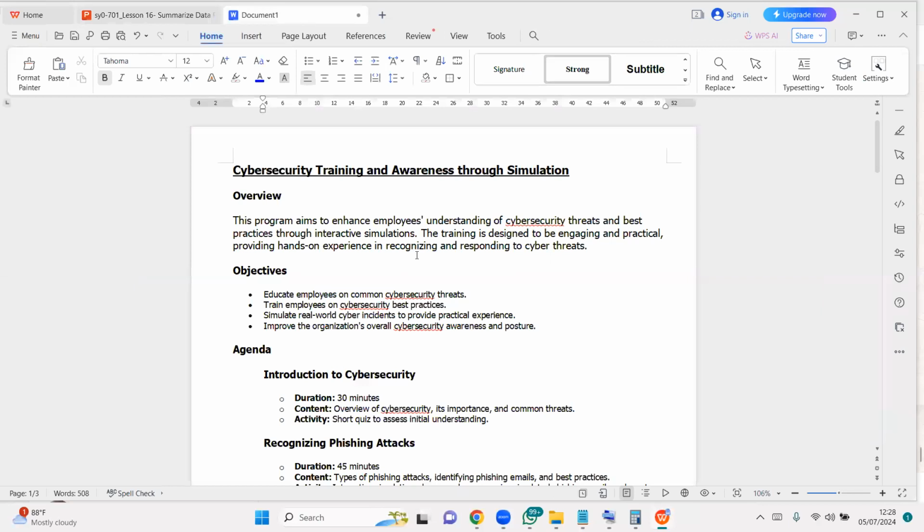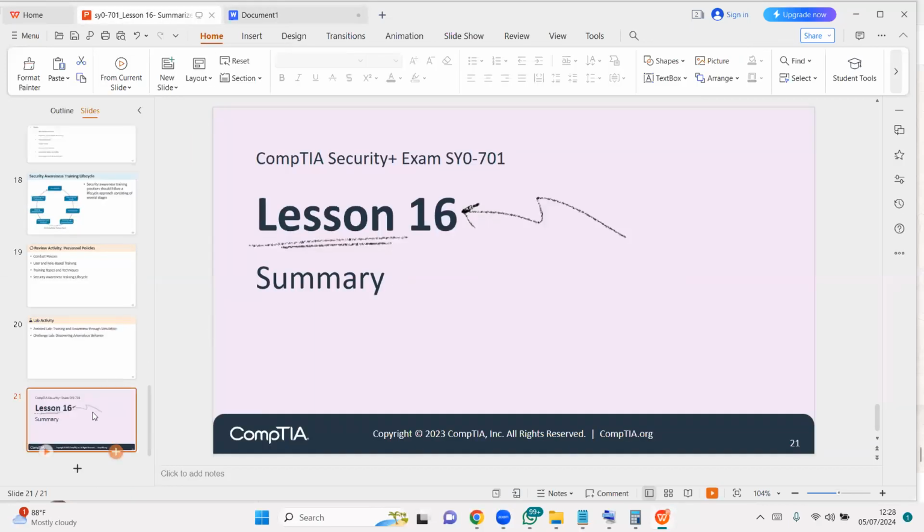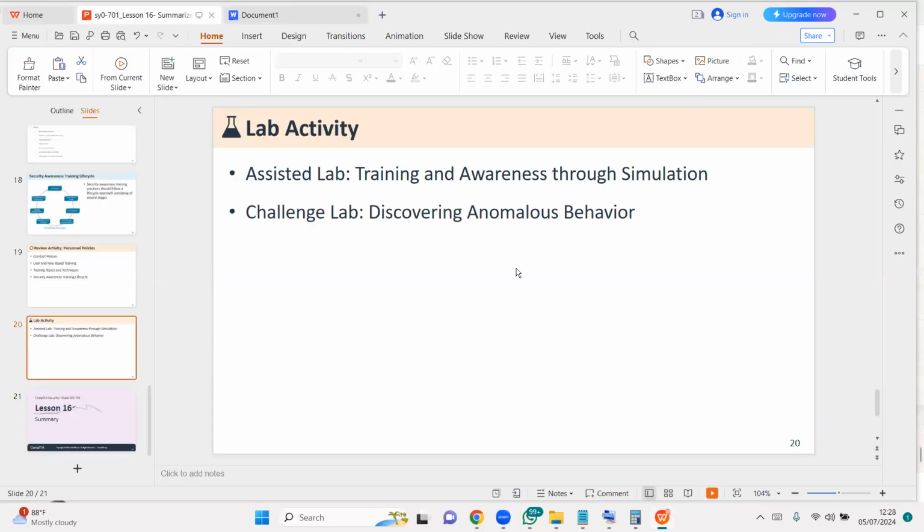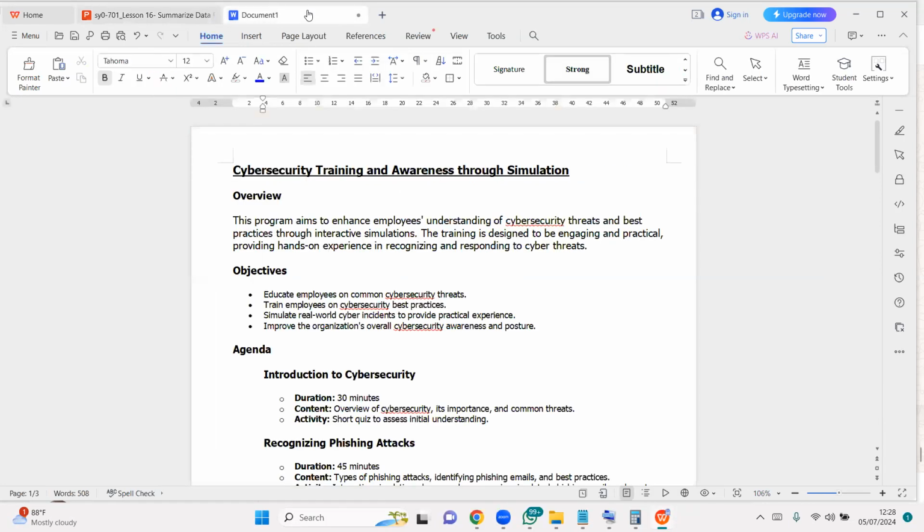Okay. For this particular lab, just to usher us into the different labs, we're going to compile all of the labs in the study, and we're going to find time and start going through them one after the other. You have a lab like a training and awareness simulation, or a lab where you try to discover anomalous behavior, something that's not supposed to be there in terms of employees' conduct. So you have a sample here.